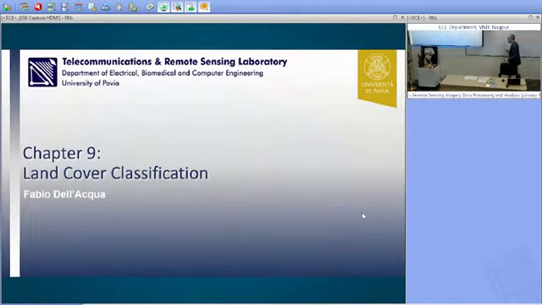This morning, we will focus on information extraction, and specifically in the first lecture, I will discuss one major example of information extraction from Earth observation data, which is land cover classification.